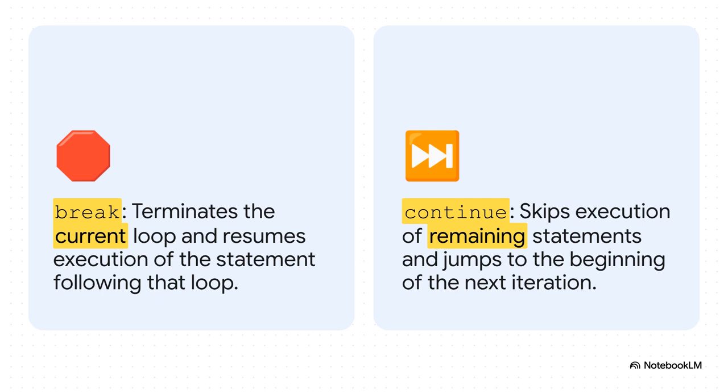Think of the break statement as your emergency exit. The second the code hits break, the loop is done. Over, kaput. Continue is different. It's more like a skip button. It says, you know what, let's skip the rest of the work for this one item and just jump right ahead to the next one.